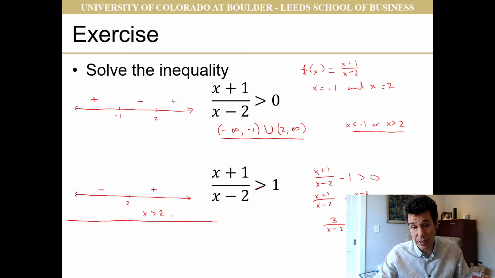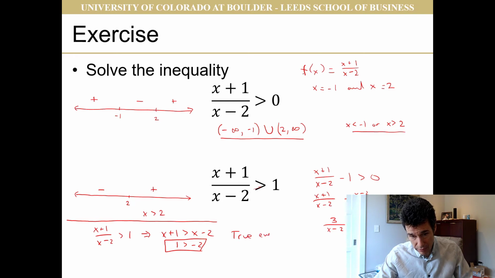An easy mistake to make here is, I've got this function and I go, well, (x plus 1) over (x minus 2) is bigger than 1. That means x plus 1 is bigger than x minus 2, which means 1 is bigger than negative 2, which means that this is true everywhere.